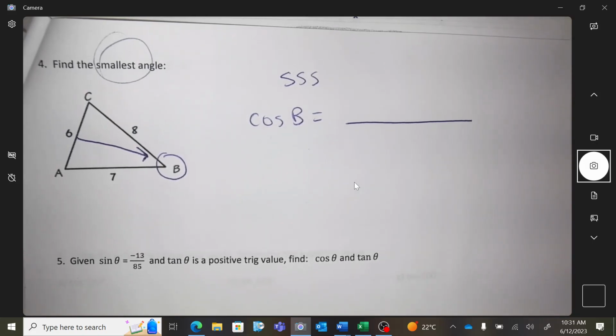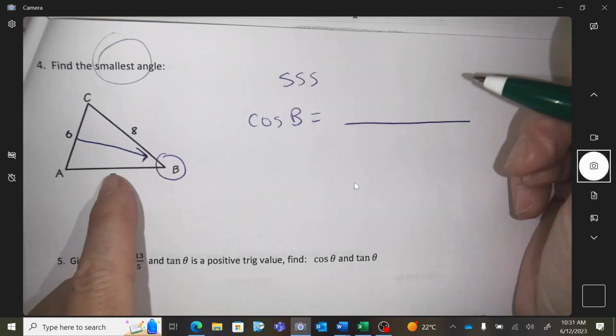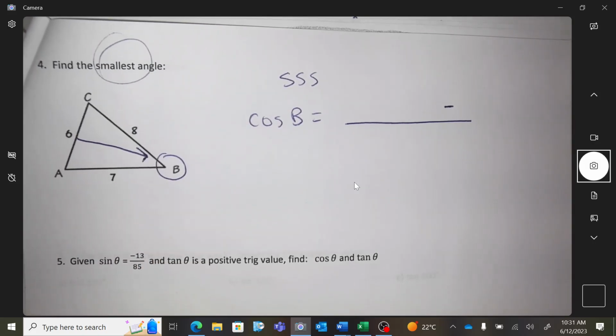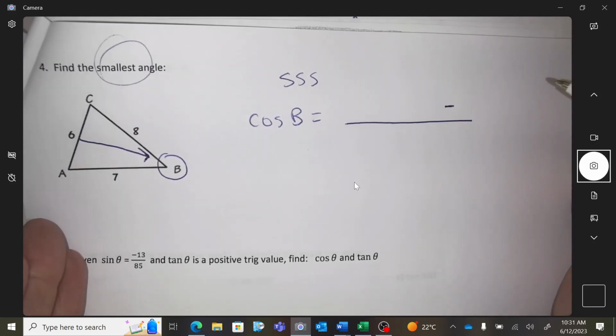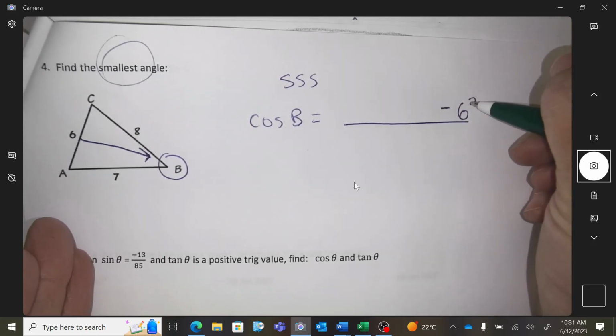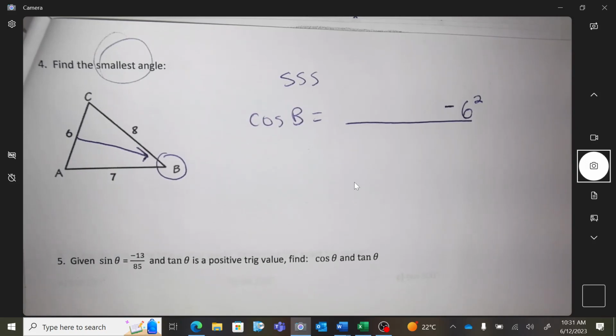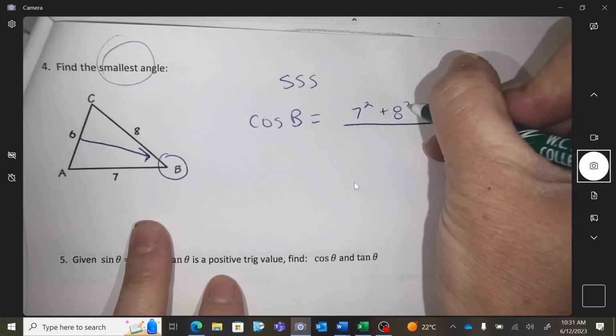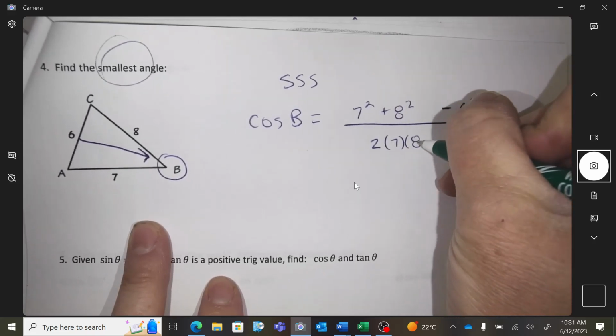Okay, in this formula, when I look at my formula sheet, I always put the subtract part at the end first. Which side do I want to specifically make sure is there, 7, 8, or 6, at the very end of this formula? You want the opposite side in the formula to get subtracted, right? I fill that in first, like that. Now 7 and 8 go everywhere else. So 7 squared plus 8 squared, 2 times 7 times 8 on the bottom.